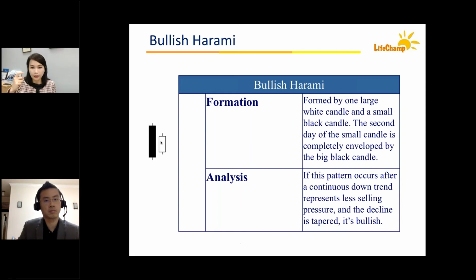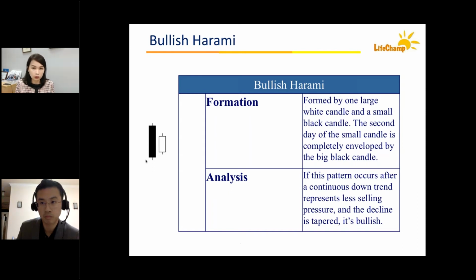Sometimes you will see that you do not have a white body here. Sometimes you have a cross here, and that one is called the Harami cross. Harami cross means that the second day is not a white body but a cross, a Doji sign. So this is also bullish. And then which is more bullish? Is the bullish Harami more bullish, or is the Harami cross more bullish?